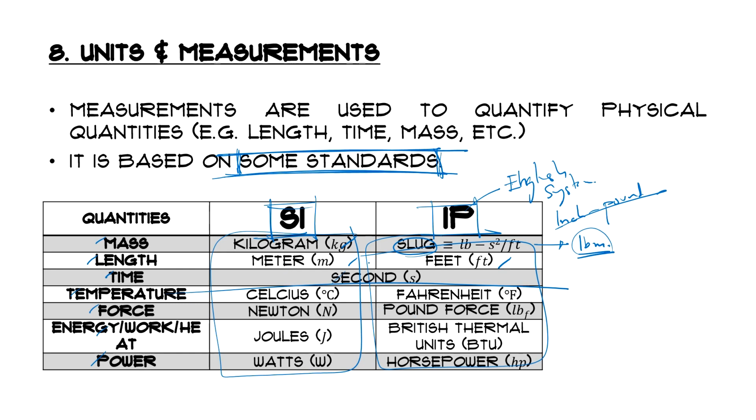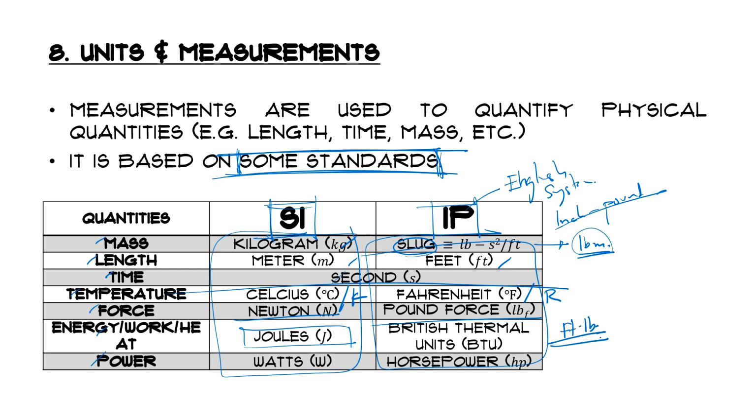Then for temperature, we have Celsius, and Kelvin for absolute temperature, and here Fahrenheit, whose absolute counterpart is the Rankine. For force, we have Newton, and here we have pound force. And for energy, work, or heat, we have joules. For inch-pound systems, we have BTUs and also foot-pounds.